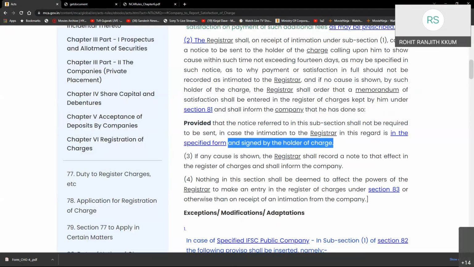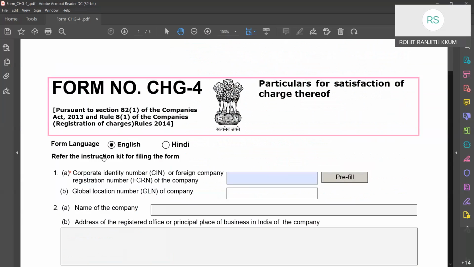So if the charge holder has given his consent by signing this, and the charge holder himself is sending this form to the ROC, then this notice is not required. So ultimately, if you read these two paragraphs, what is the conclusion? If the satisfaction of the charge, that means the CHG4 form, is filed by the company, then this notice will be given to the charge holder: do you have any objection if I satisfy the charge? I hope the concept is clear under section 82.